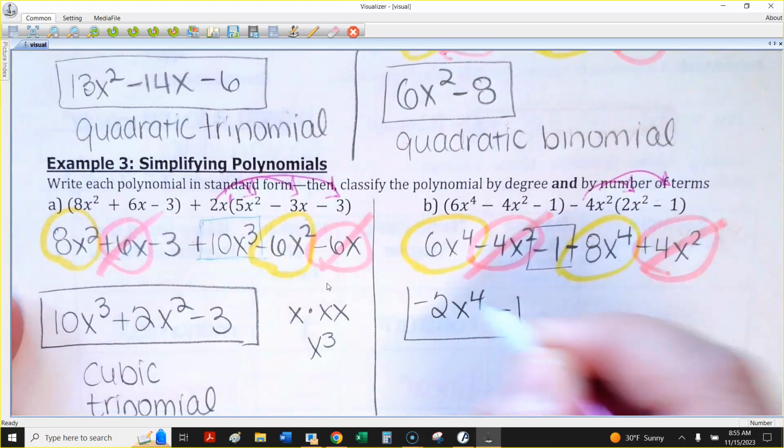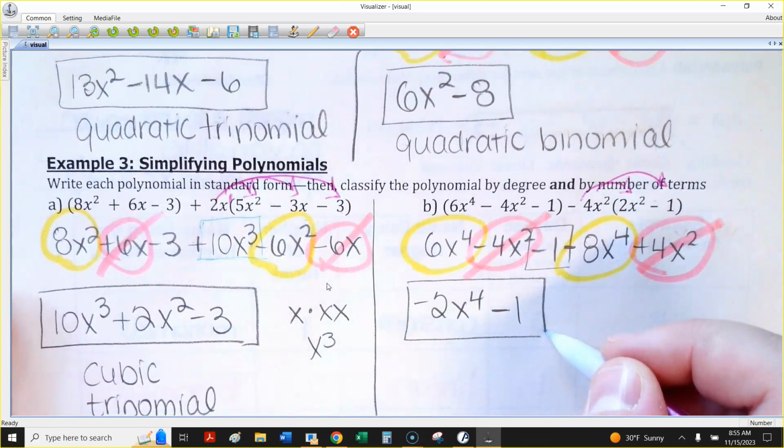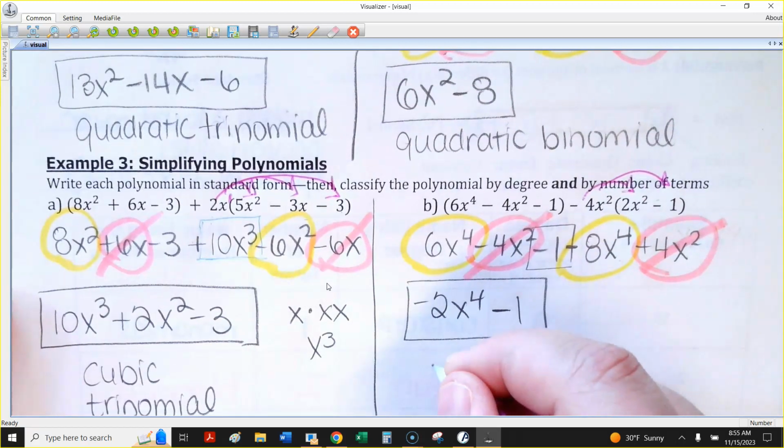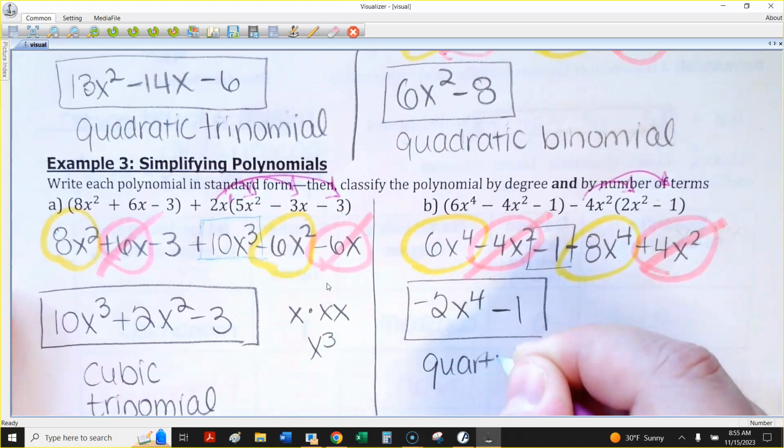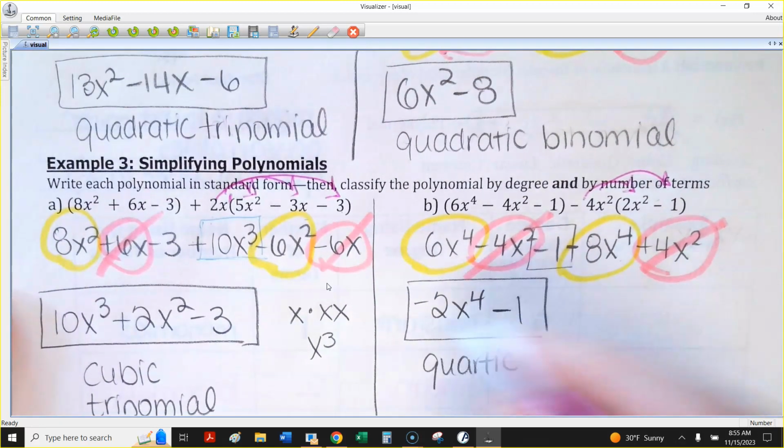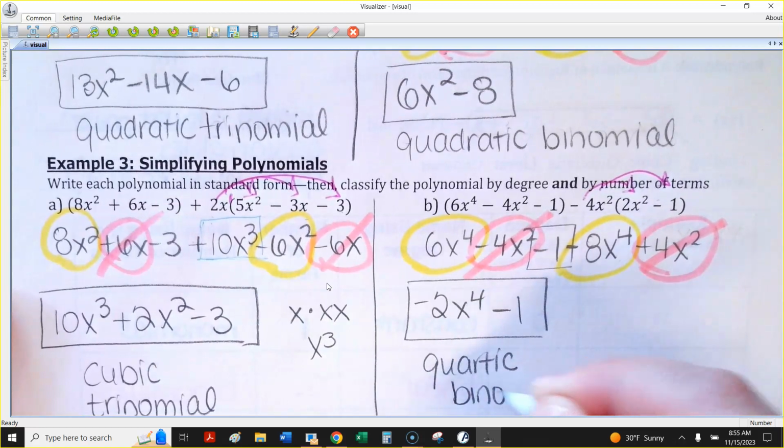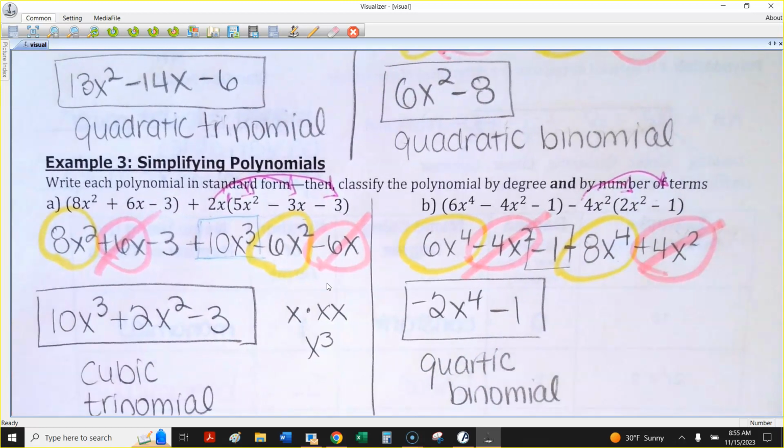All right, now, highest power of x is 4 here. I don't know if you remember this from the front. This is called quartic. And then there's 2 terms, so binomial. Quartic binomial is my label for that one.